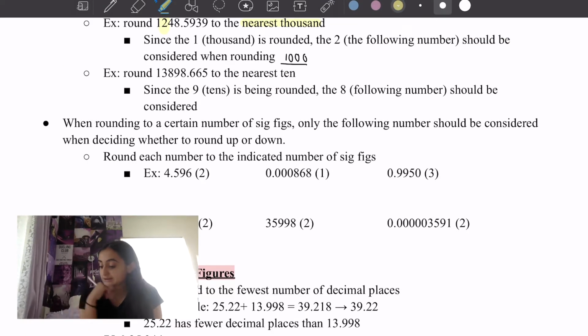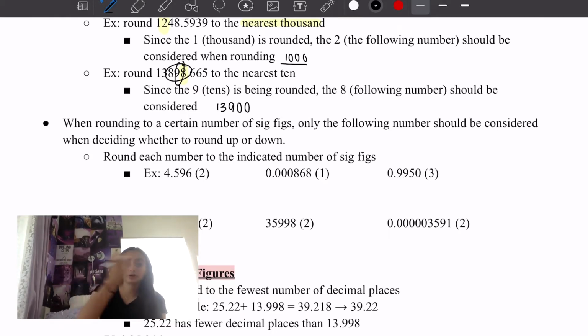With this next example, we are rounding to the nearest 10. So we are going to consider the ones, which is the 8. And the 8 is above 5, so we are going to give it a shove, which would bring us to the next tens. But because this is 90s, that would also impact the hundreds. So we would just write this as 13,900. Because it's 898, and then 98 rounds up to 100, which will push the next 100.